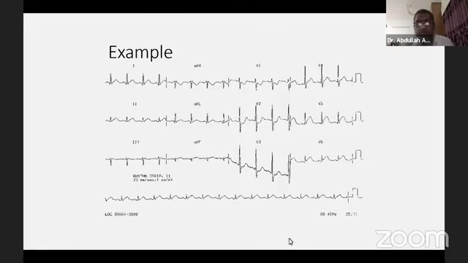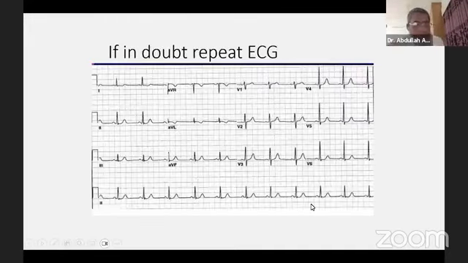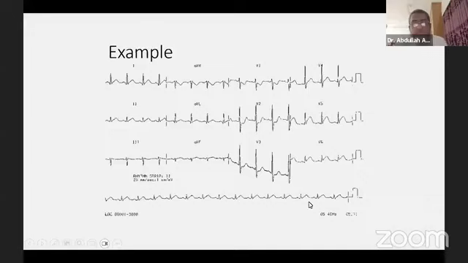Hafiz bhai, how about the V5 and V6? There is some, but it could be involvement of the posterolateral branch, maybe an RCA or maybe a dominant circumflex. We can't tell.